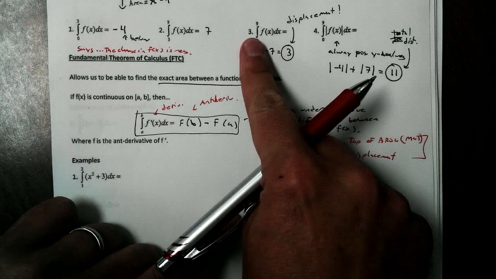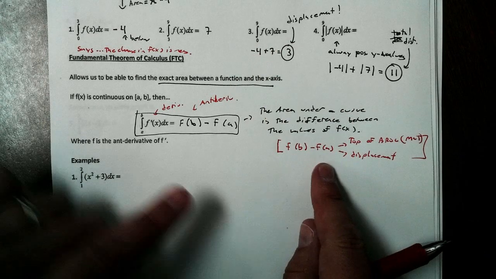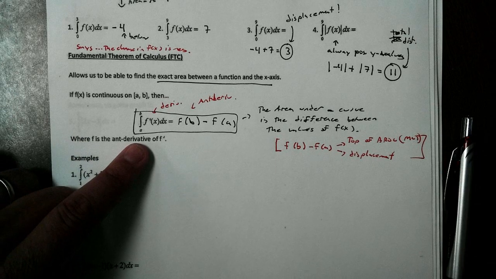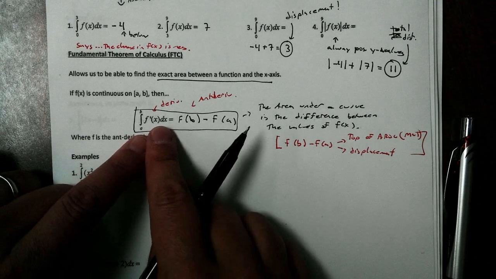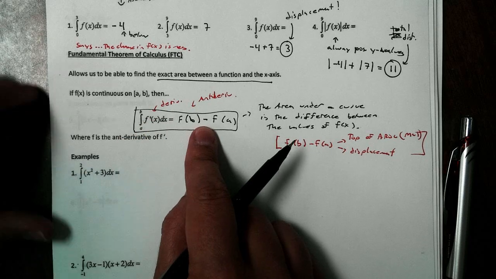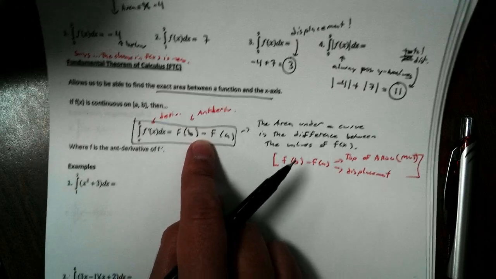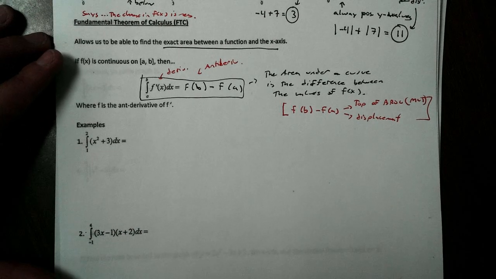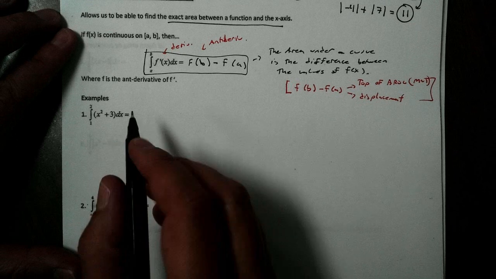Remember up here, that area is a displacement. We've seen this in displacement. So f is the antiderivative of f prime. That's a big thing to remember. Remember, inside the integral is my derivative, outside is my antiderivative, or the original function. So let's see how this works here real quick. These are very easy to do. You're going to ace this, I promise.